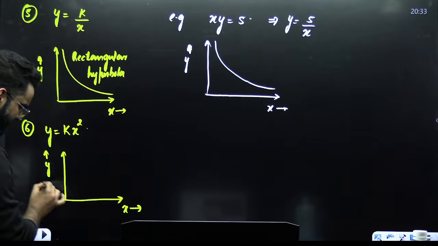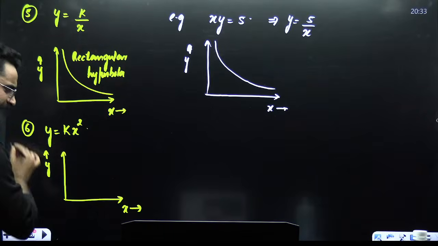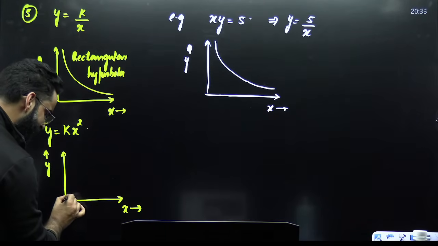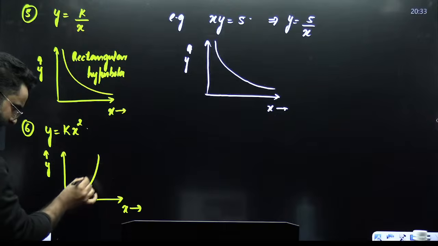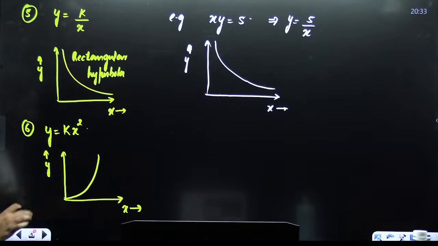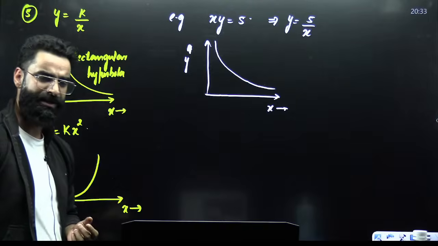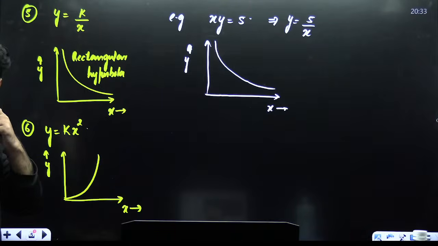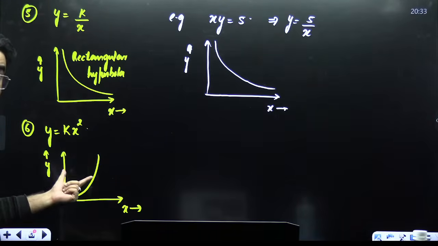Parabola opening upwards. But in chemistry, we only require graphs in the first quadrant. So I'm going to only make this part. Otherwise, it's like this. But in chemistry, we require the graph only in the first quadrant, so that's why I have mentioned only this particular part here. Okay. So this is for y is equal to kx square.